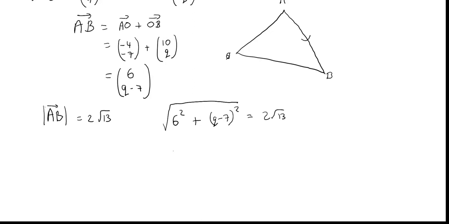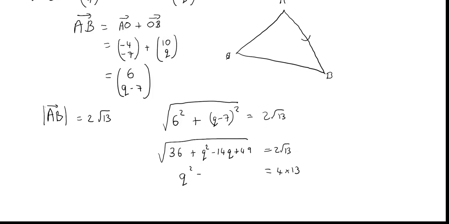Okay, so inside the square root I've got 6 squared, which is 36, plus, and expand this bracket, q squared plus 14q plus 49, and that's all square rooted, is equal to 2 root 13. I'm now going to square both sides. So if I square the right hand side, 2 squared is 4, square root of 13 squared is going to be 13, and simplify this a little bit, so I'm going to get q squared plus 14q plus 85.